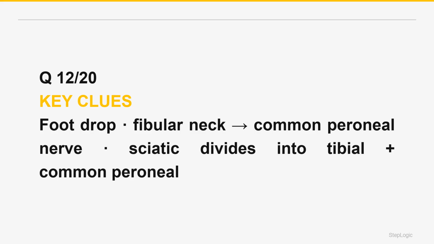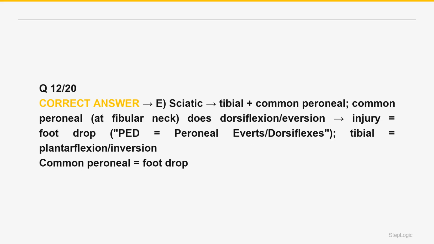The sciatic nerve, L4 to S3, is the largest nerve in the body. In the posterior thigh, it divides into two terminal branches, the tibial nerve and the common peroneal, or common fibular, nerve. The common peroneal nerve is the key to foot drop. It wraps superficially around the fibular, or peroneal, neck, a very exposed location, so it is commonly injured by fibular neck fractures, tight casts, or prolonged leg crossing. The correct answer is E.